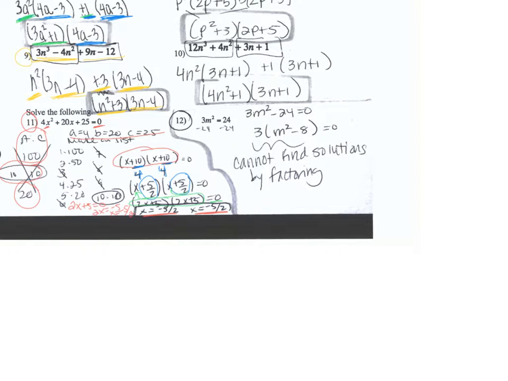Now, if you're looking at this for number 12, yes, we can solve, but we can't solve by factoring. So tomorrow on the quiz, I will tell you can stop at that point. I'm just going to make a note.